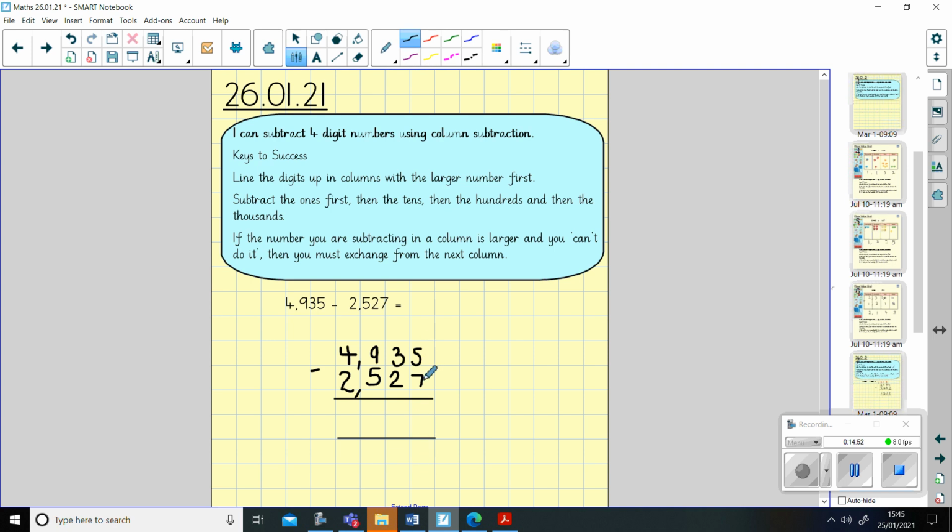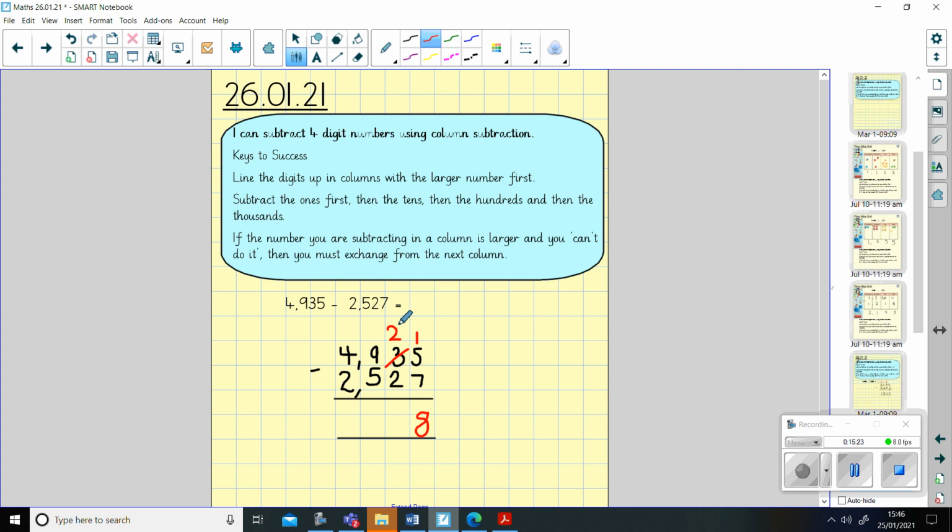5 take away 7. Oh, I can't do that. If I've only got 5 sweeties, I can't eat 7 of them. So I'm going to exchange from my tens column. So I cross out, do it in a different colour to show you, cross out my tens, which leaves me with 2. And I bring that 10 over here, which now means I'm doing 15 take away 7, which I can do. I know that the answer to that is 8.